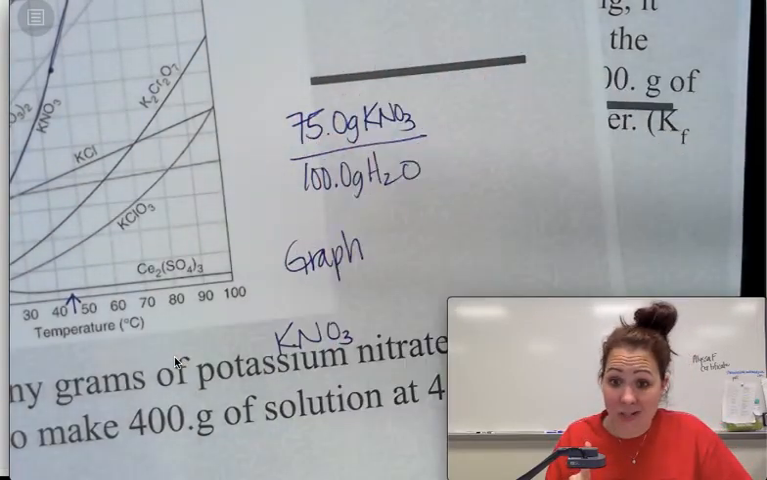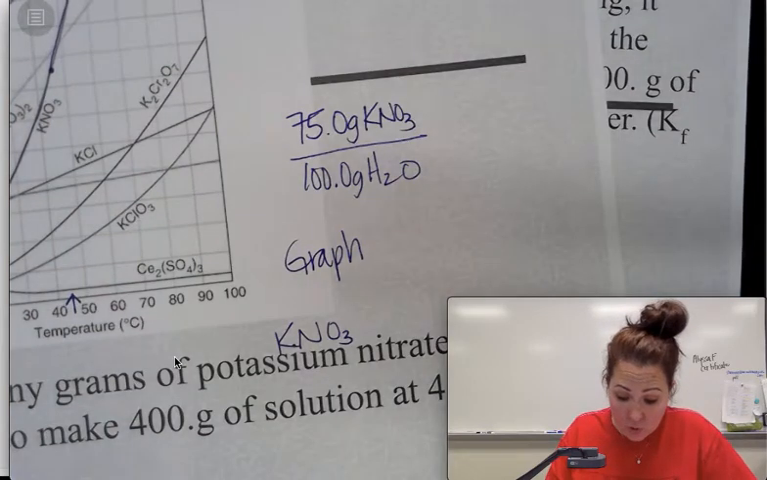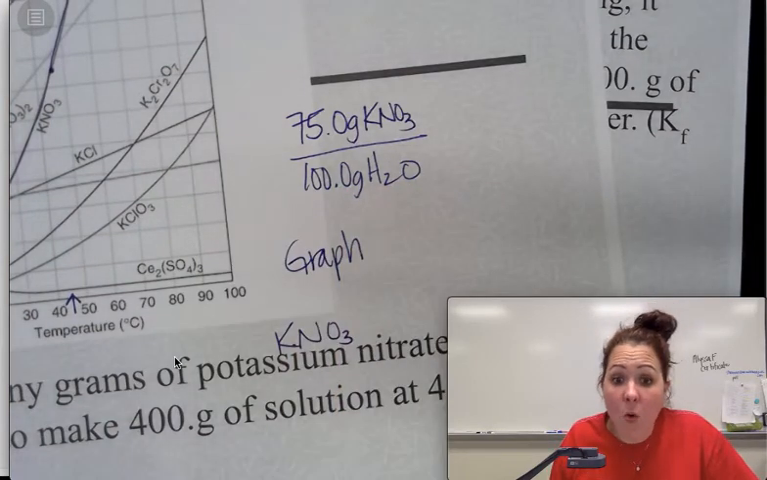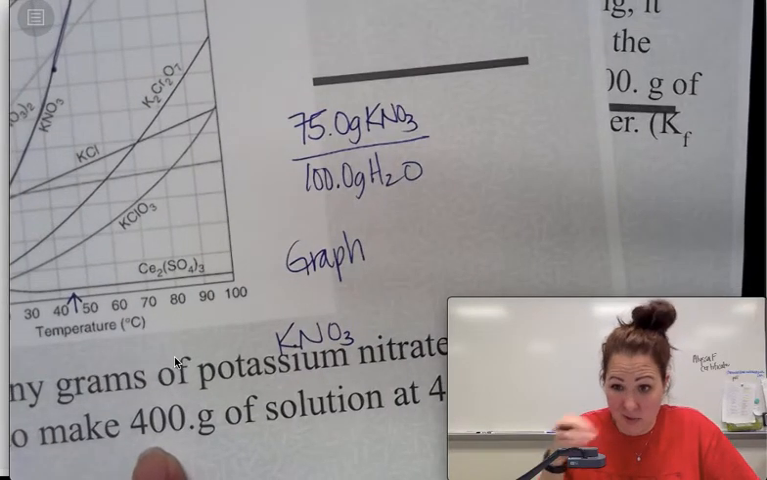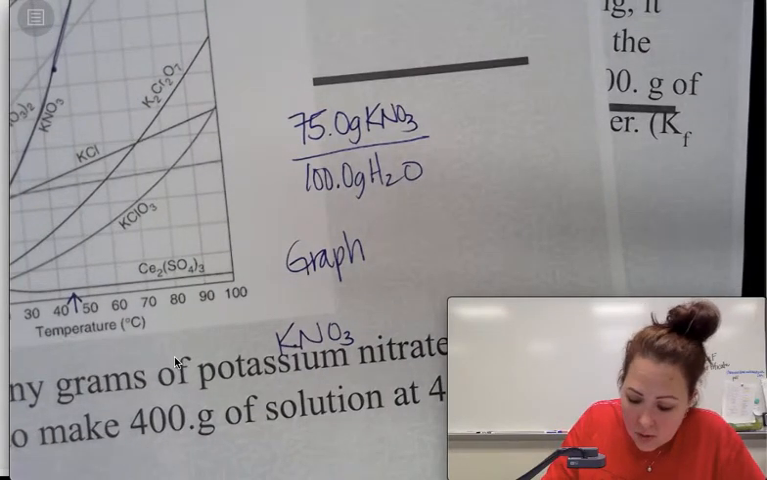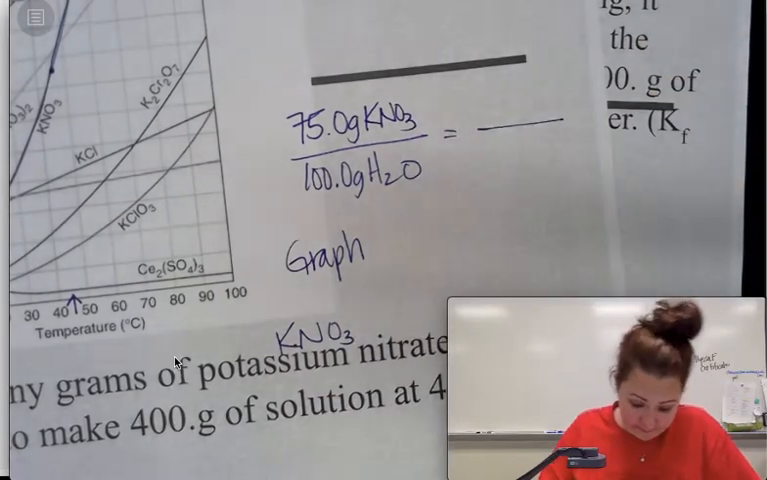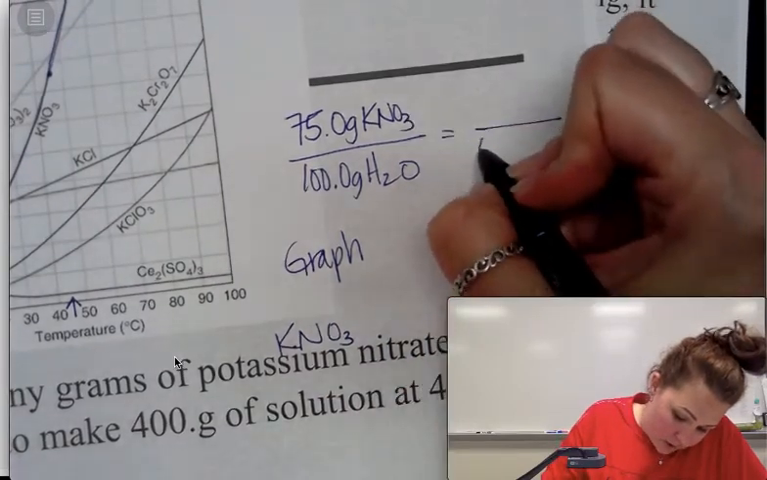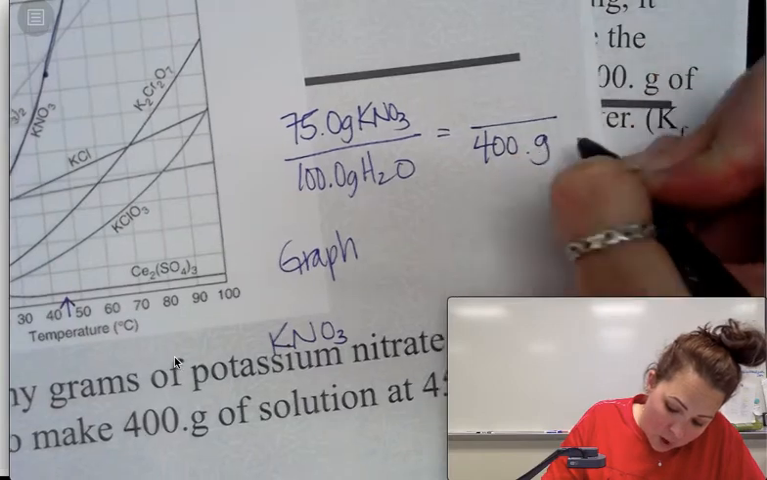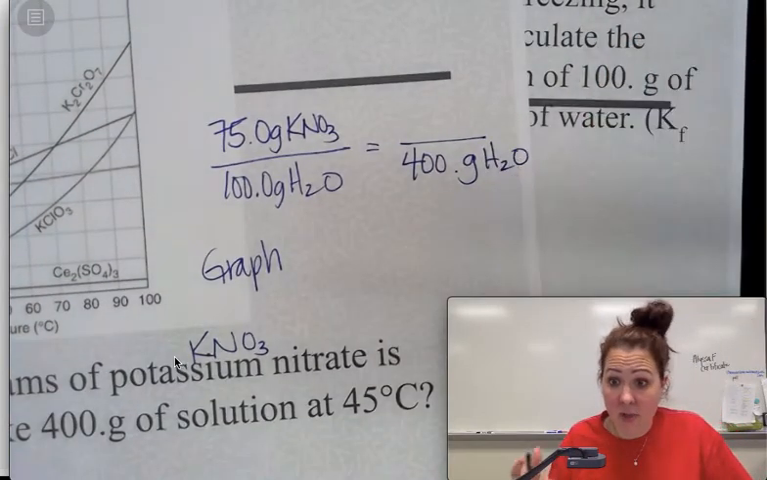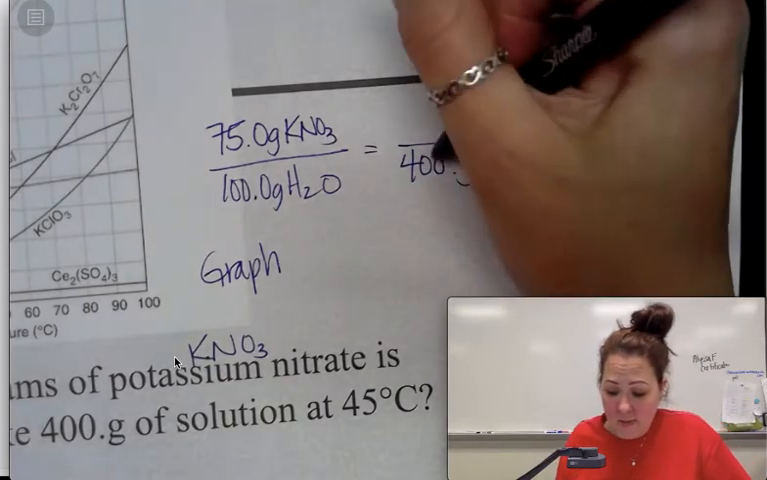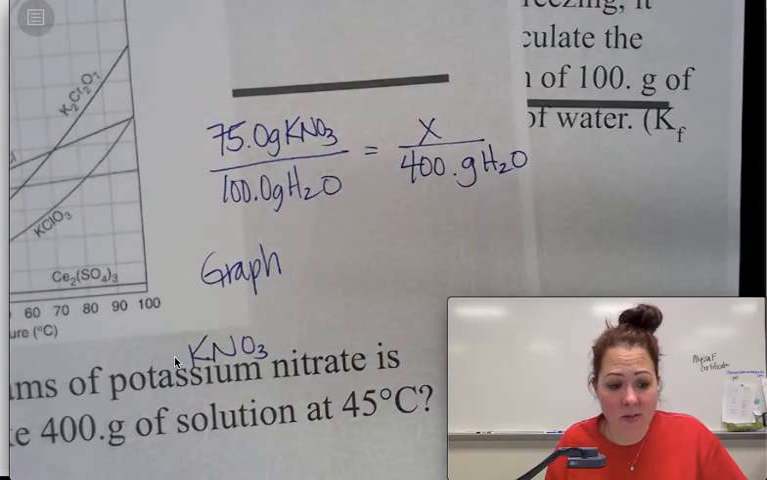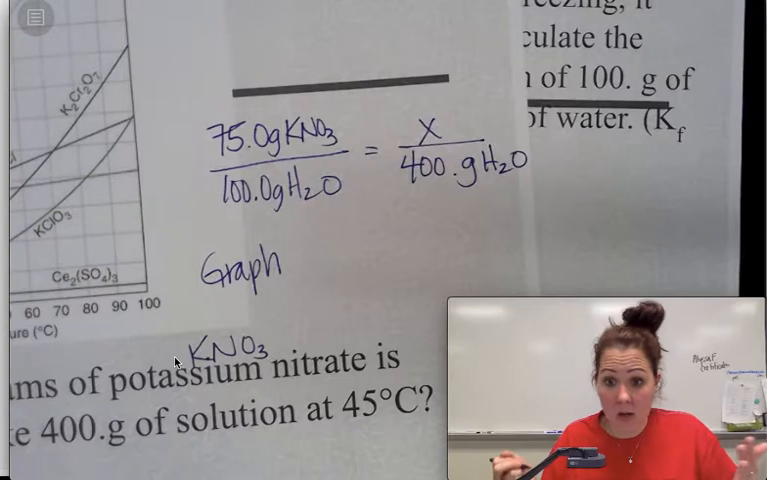However, the question doesn't have 100 grams of water. We want 400 grams instead. So when it says grams of solution, that's how much liquid is there. So we're going to make a proportion. So we have 400 grams of water instead, because that's how much solution we needed. I want to know how many grams of water I need to add to it. So we can solve this.